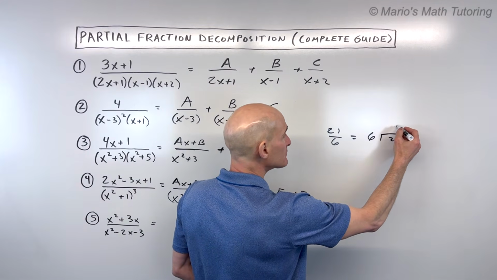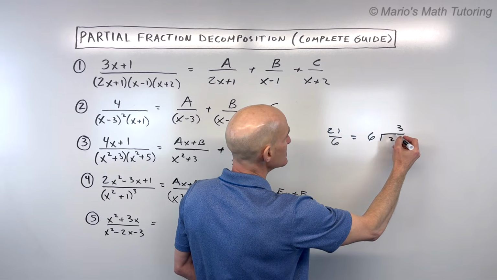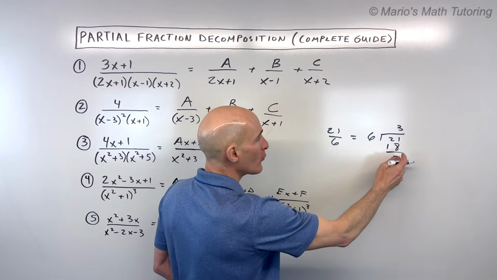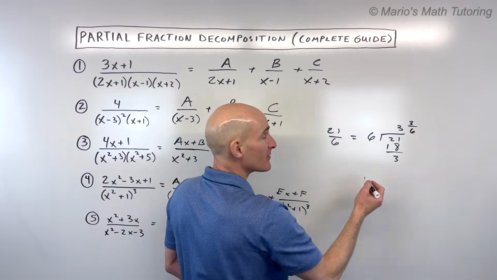It goes in there, let's see, what is that? That's 3 times, okay, with 3 left over. What do we do with the 3 left over? We take that remainder and we put it over the divisor, okay?